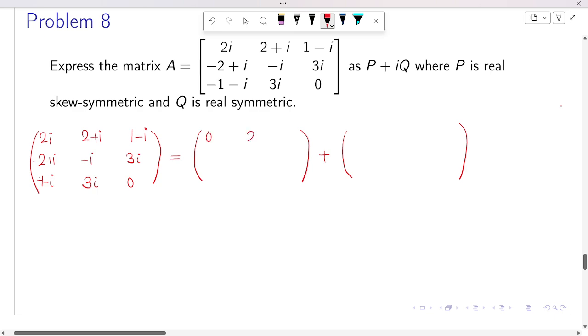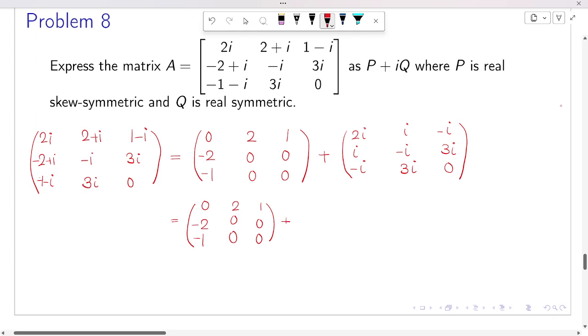This is 0, 2, 1, minus 2, 0, 0, then minus 1, 0 and 0. And this matrix is 2 iota, iota minus iota, iota minus iota, 3 iota, minus iota, 3 iota and 0. So this is 0, minus 2, minus 1, 2, 0, 0 and 1, 0, 0.